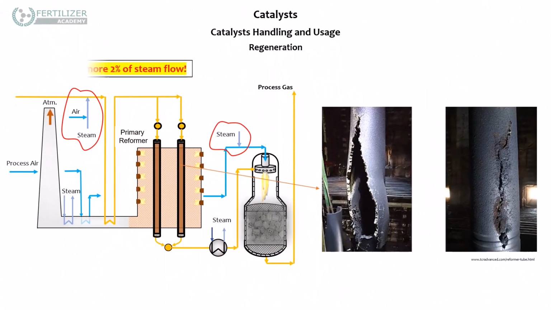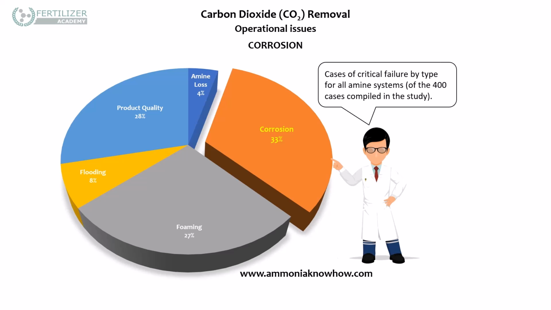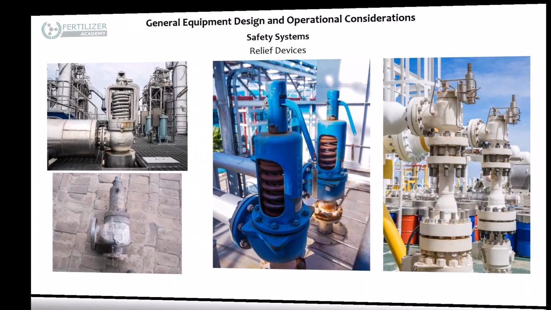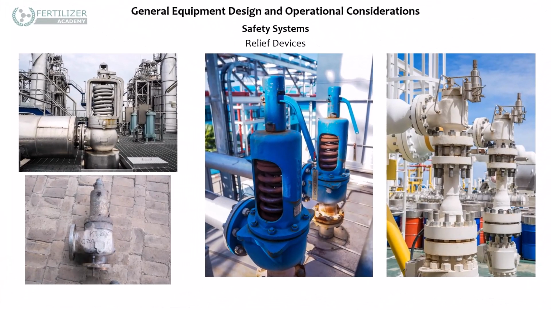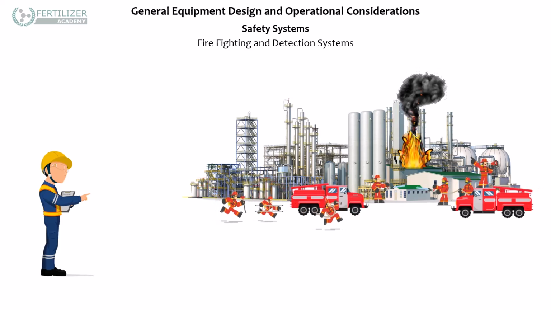The reformer tube's metal may be melted, and operational problems in the carbon dioxide removal system. Problems with the CO2 removal system and their elimination. Pressure relief devices. Firefighting and detection systems.